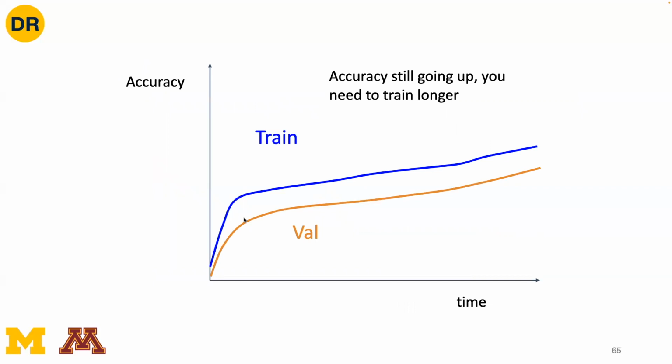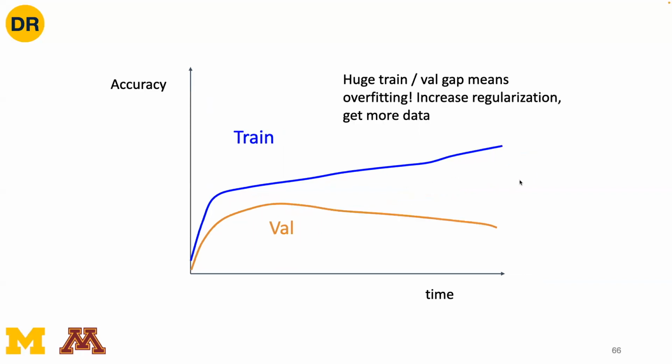A really good plot, which should make you really happy if you see it, is where you see both the validation accuracy and the training accuracy moving upward with some discrepancy between the two. This is good. This just means keep training. Everything is going well. Your validation accuracy is improving.